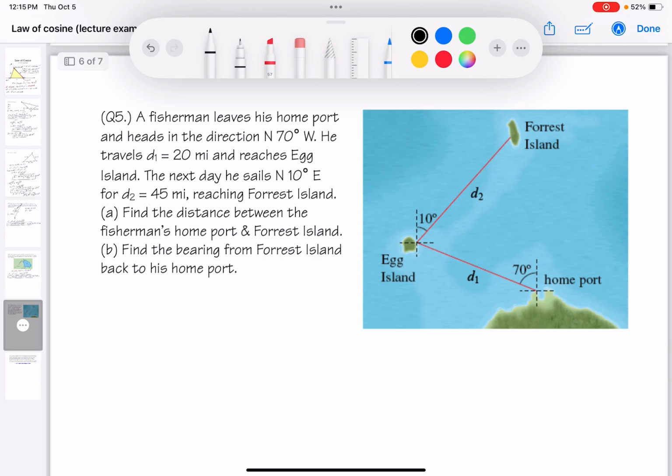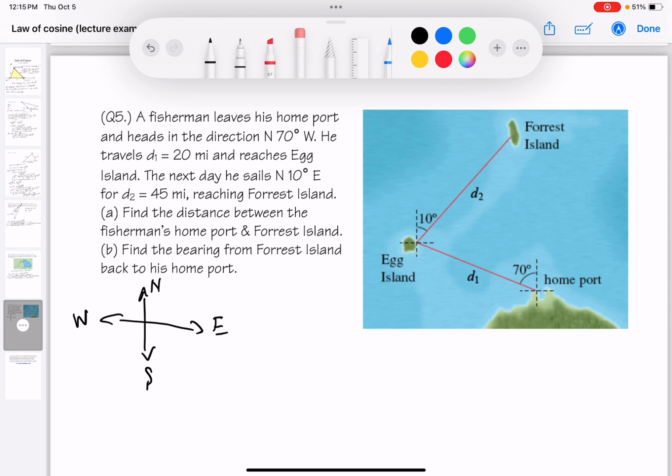I'm looking at it, and I'm kind of curious about what they're asking. This is a fisherman who leaves his home port and heads in the direction north 70 degrees west. So I know they're talking directions at this point. Let me write down what I mean by that. This is north. This is south. Then we've got something over here. This would be the east, and that would be the west.